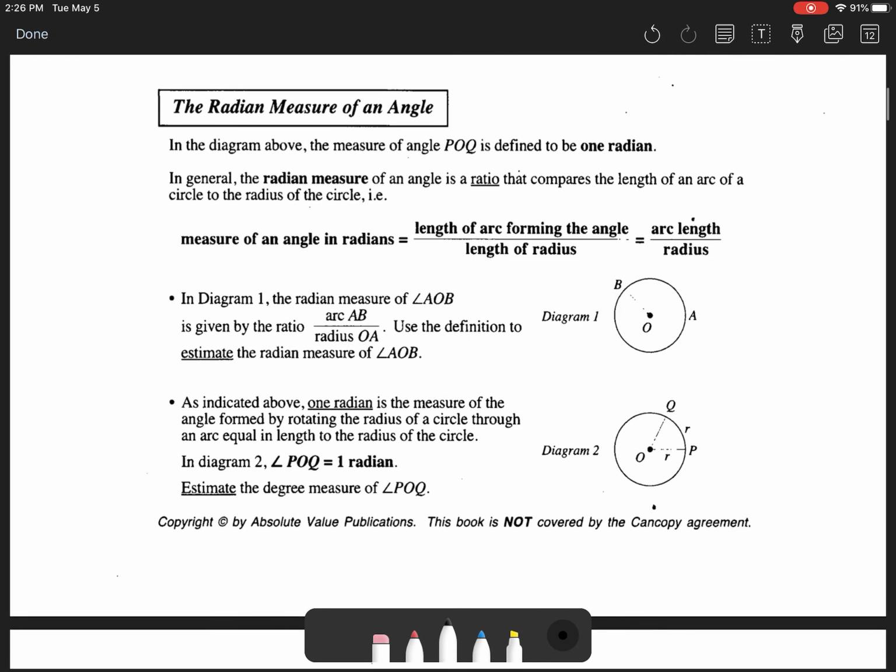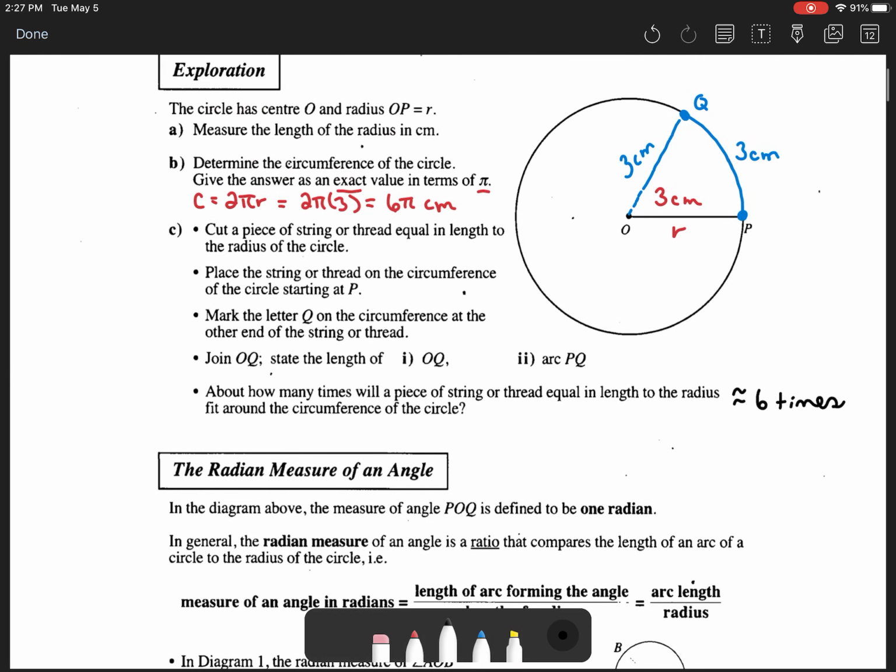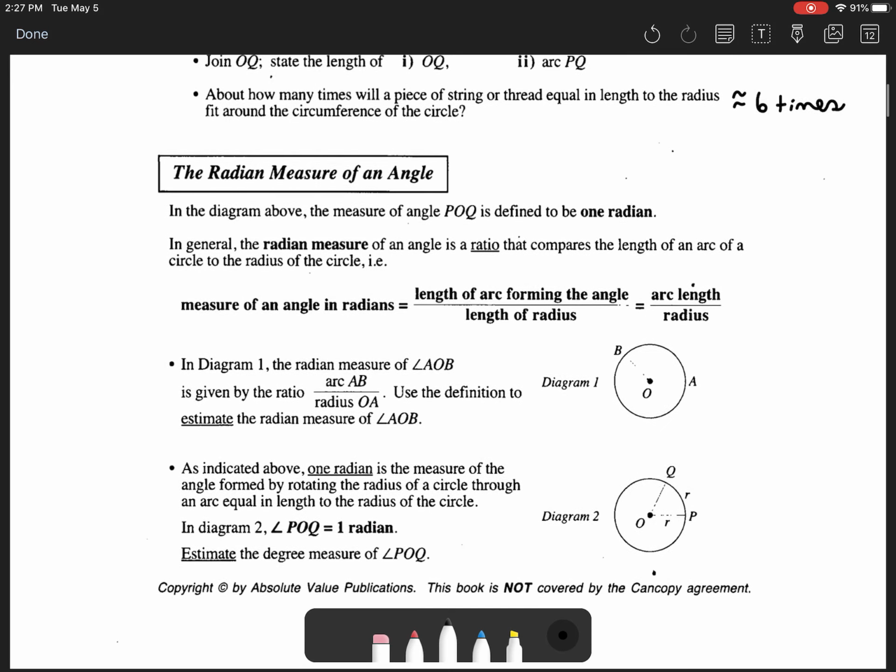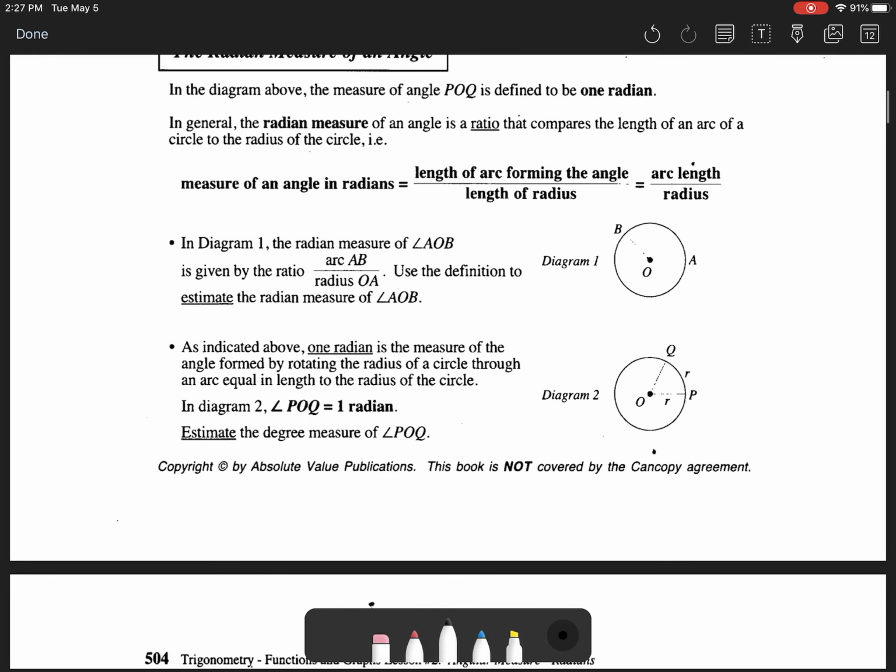Now, what does that have to do with anything? Well, that's going to lead us into what radian measure is. It says in the above diagram, the measure of angle POQ is 1 radian. So angle POQ, so I start at P, go to O, up to Q, that's this angle in here. That angle measure in there is 1 radian. I calculated that and I created that based on the situation above.